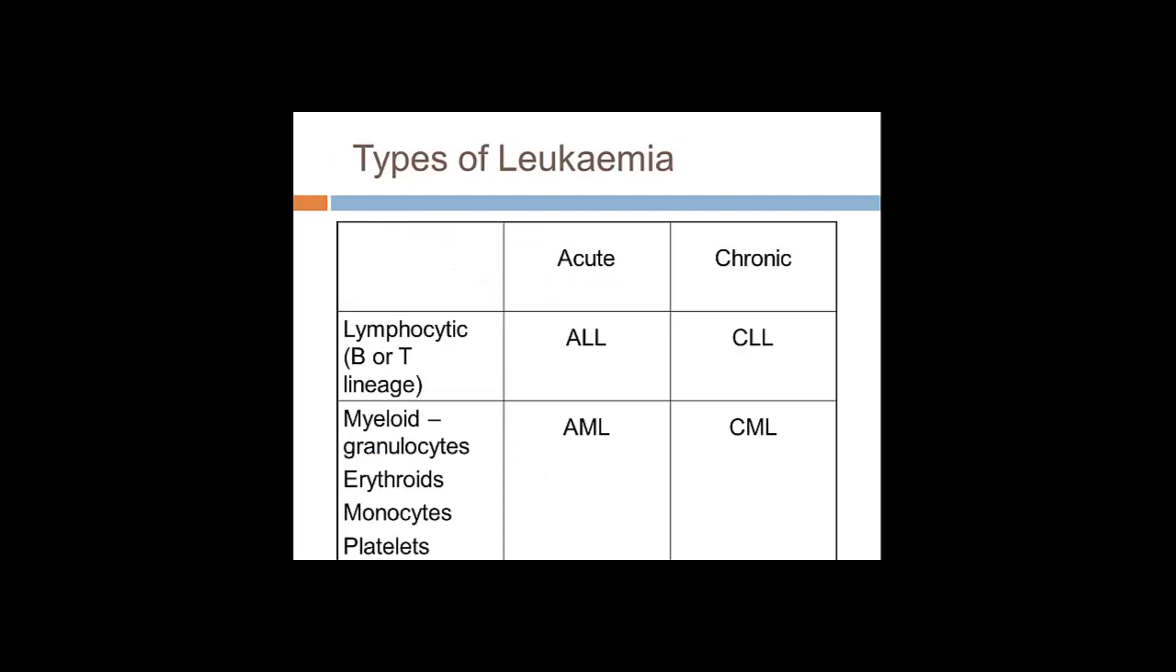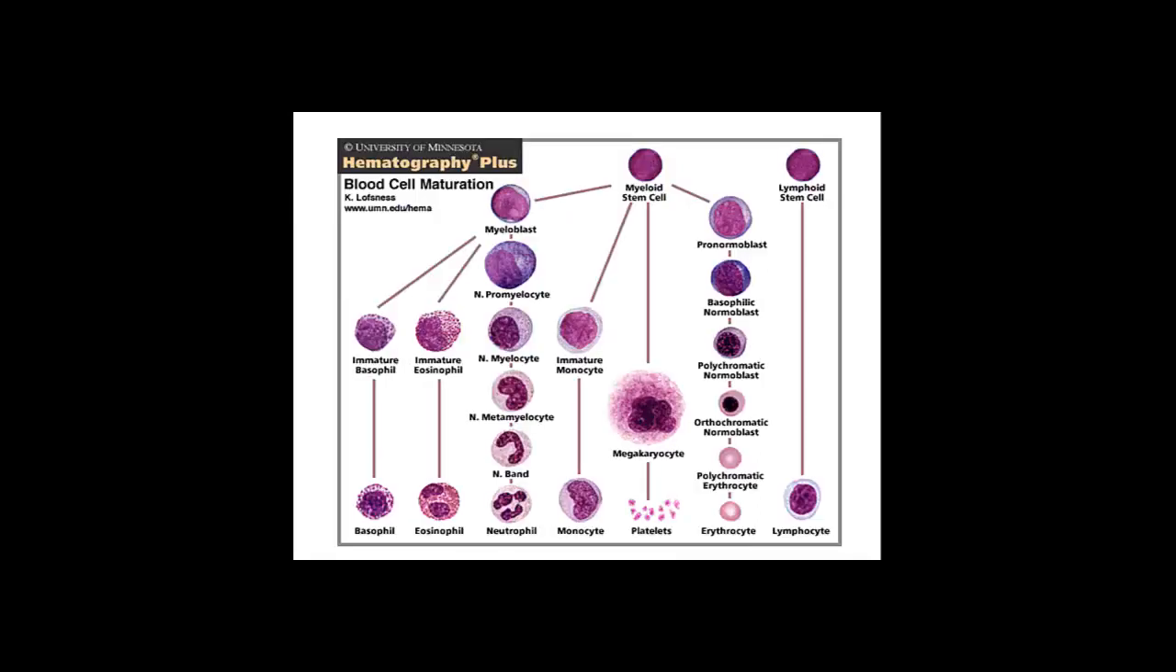This table shows the types of leukemias. They are acute and chronic, lymphocytic or myeloid. Lymphocytic includes acute lymphocytic leukemia and chronic lymphocytic leukemia. Myeloid includes acute myeloid leukemia and chronic myeloid leukemia. This picture shows the myeloid and lymphoid cells and their endpoints: lymphocyte, erythrocyte, platelets, monocyte, neutrophil, eosinophil, basophil.